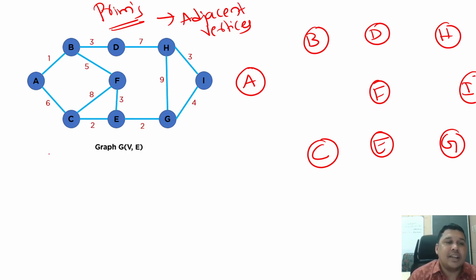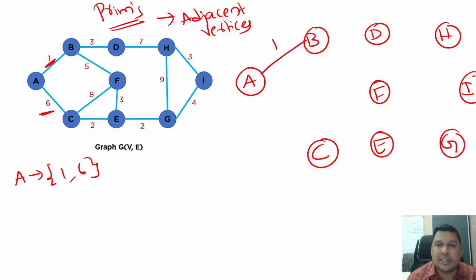Let me start from A. From A, there are two alternatives, 1 and 6. There is one edge with weight 1, another edge with weight 6. Which one should I select? The least one, that is 1. So I will select this 1. So 1 is removed from here, so left out is only 6. So we got a new vertex B.